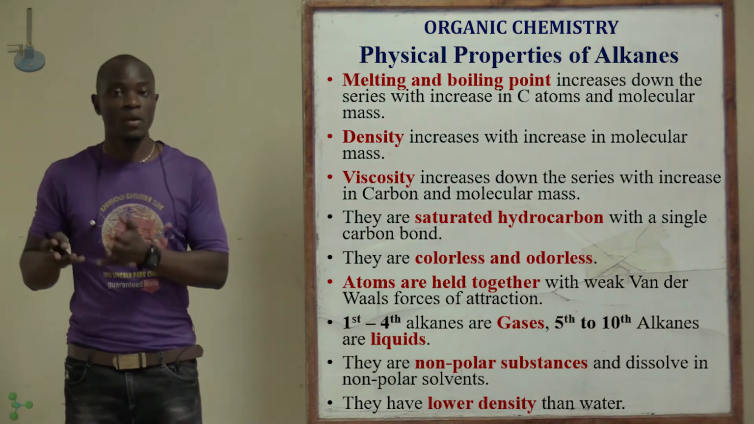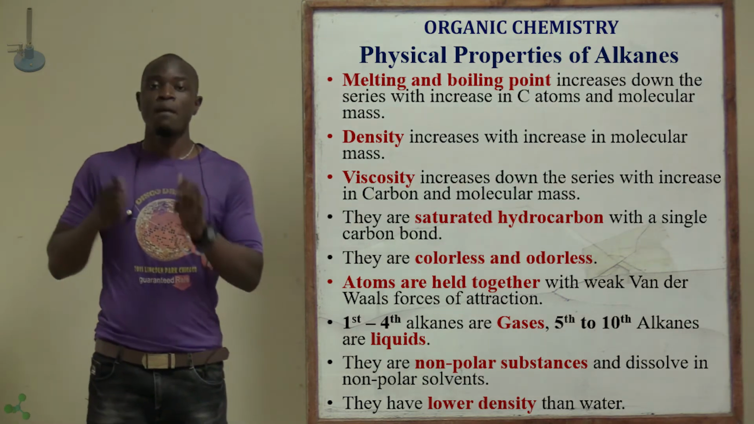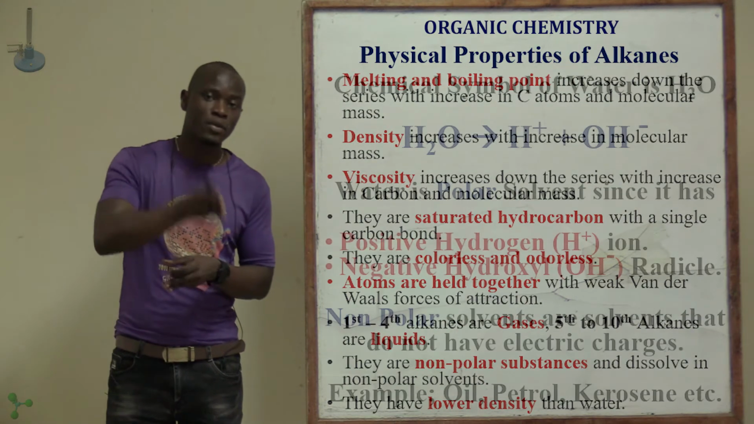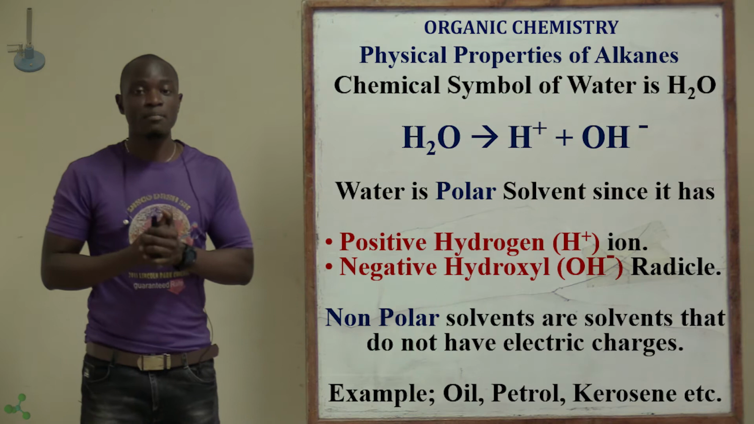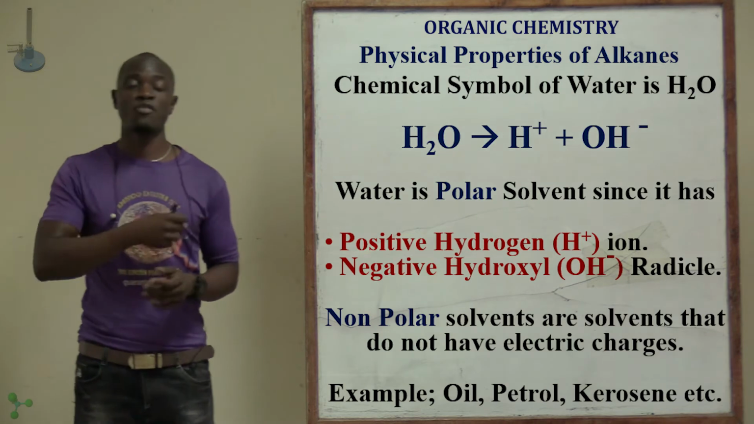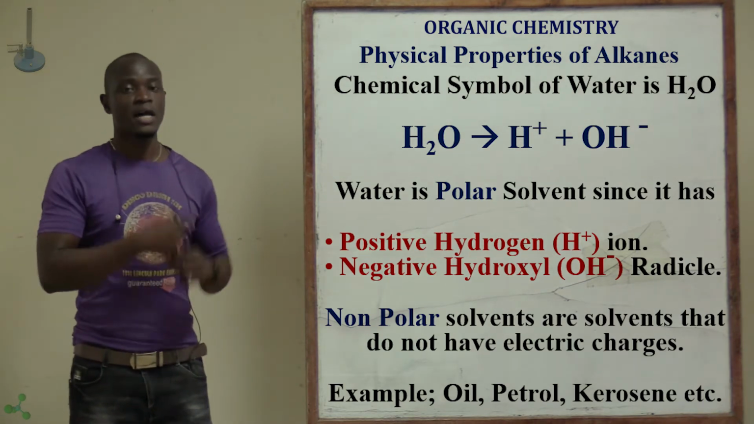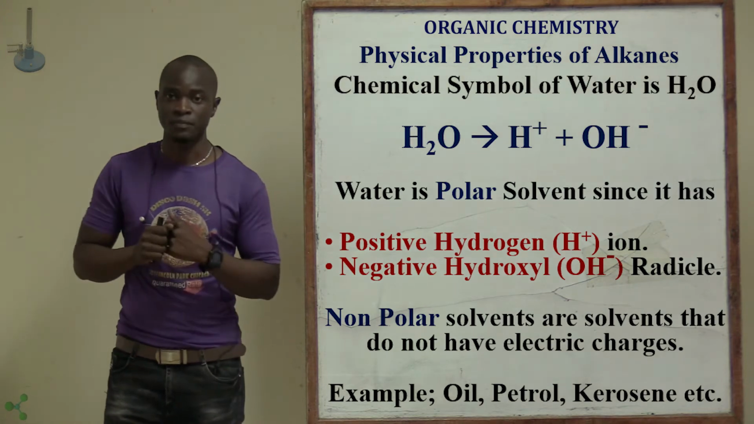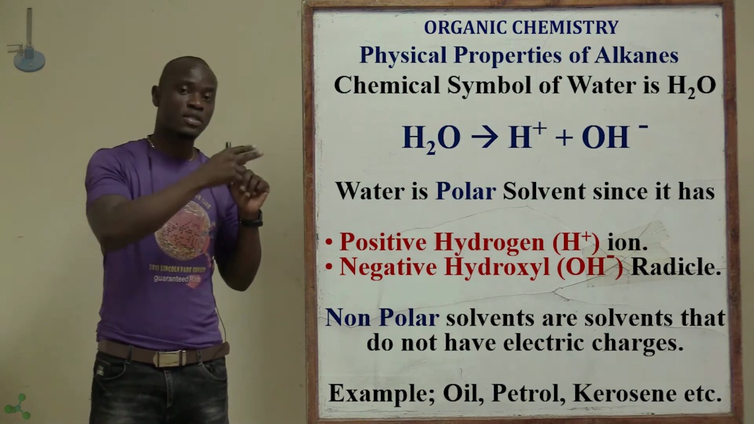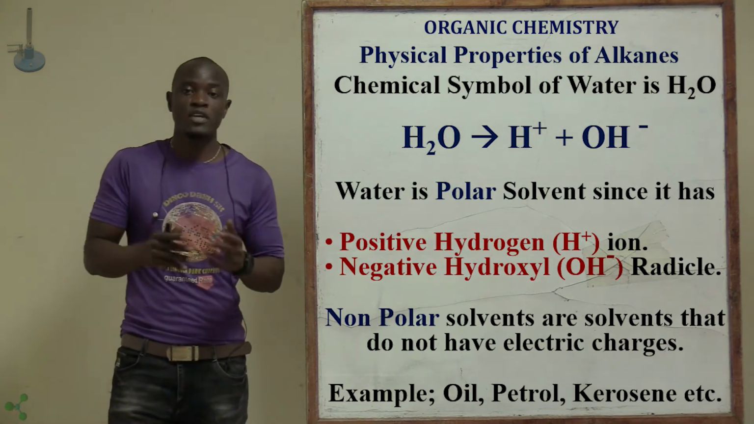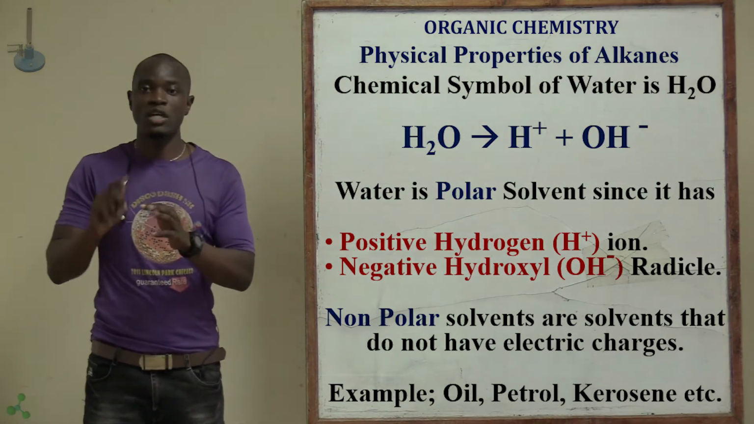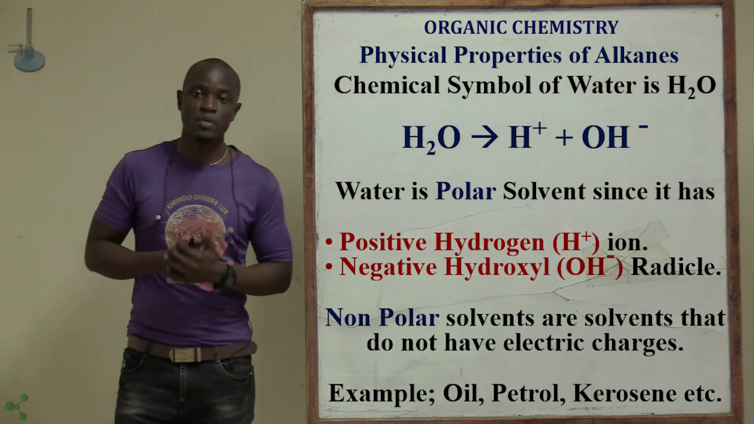So what are polar solvents? Polar solvents are solvents which have a polarity. Polarity means that they have a positive and a negative terminal. Like for example, water has the positive and the negative terminal. In the breakdown of water, as you can see, we have the hydrogen which is positive, and then we have the OH, the hydroxyl, which is negative. So the alkanes cannot dissolve in such a polar solvent, having a positive and a negative. They only dissolve in non-polar solvents. Non-polar means that they only dissolve in solvents which have only a negative terminal or only a positive terminal.